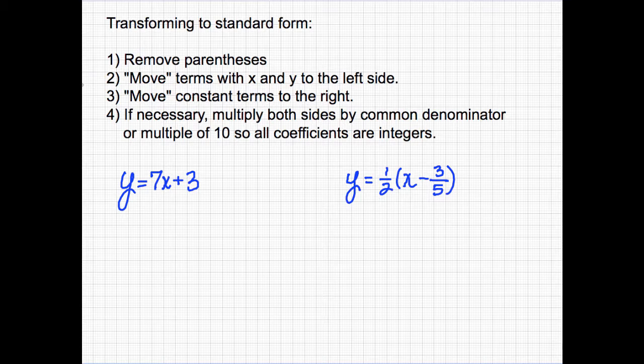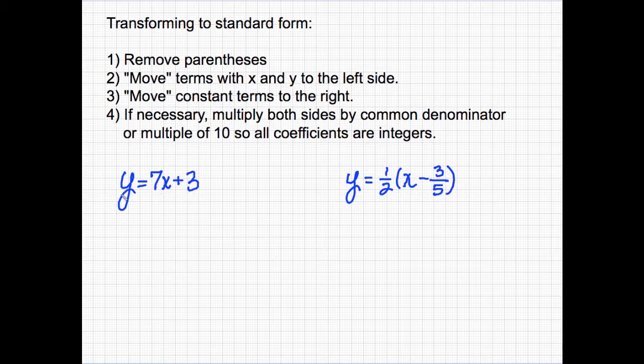The general process is to remove parentheses, if there are any, to move the terms with x and y to the left side of the equation, then move any constant terms to the right side of the equation, and then if necessary, multiply both sides of the equation by a common denominator or a multiple of 10 so that all coefficients are integers. So let's see this first equation.